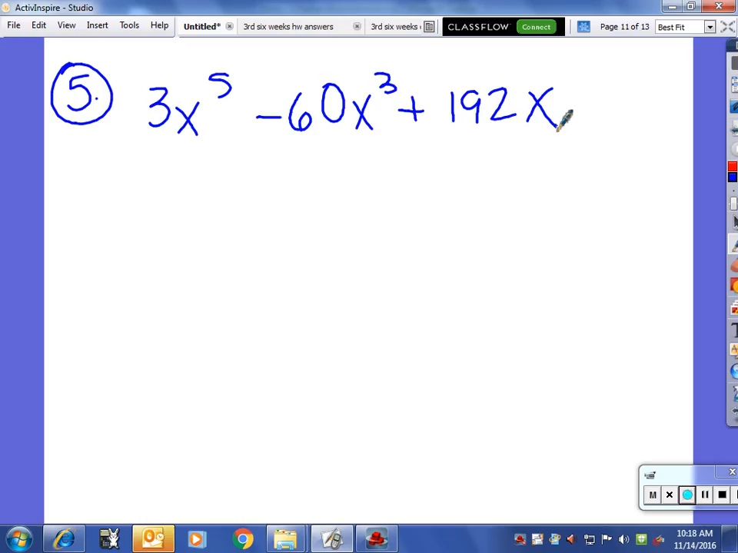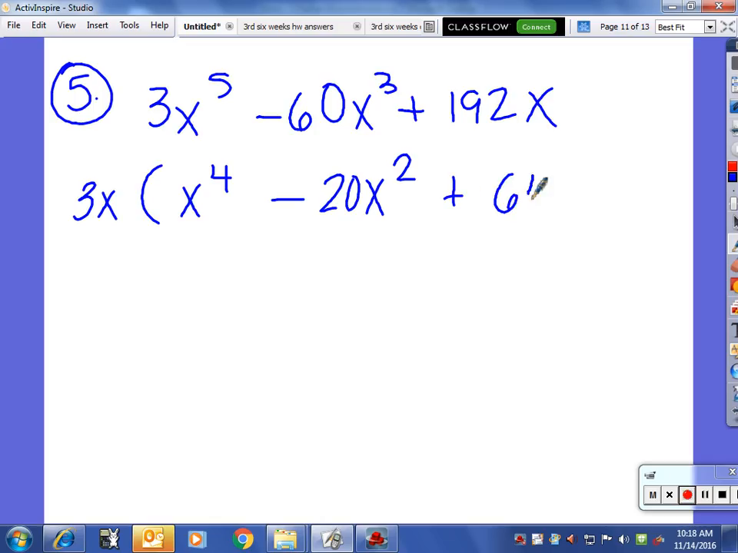There is definitely a GCF of x. For sure, I got to take an x out. What else? I can also take out a 3. So I'm going to take out a 3x. Now, one of my x's is now going to be gone. Okay, what am I left with? x to the 4th minus 20x squared plus 64.